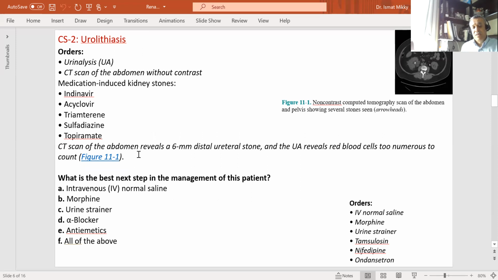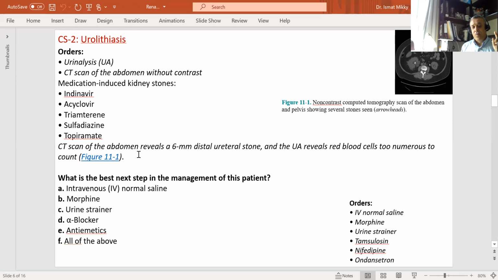So these are the orders: the urinalysis, CT scan of the abdomen without contrast, medications. These are the meds. So next question is, what is the next step in the management of this patient? Now, the answer would be all of the above.